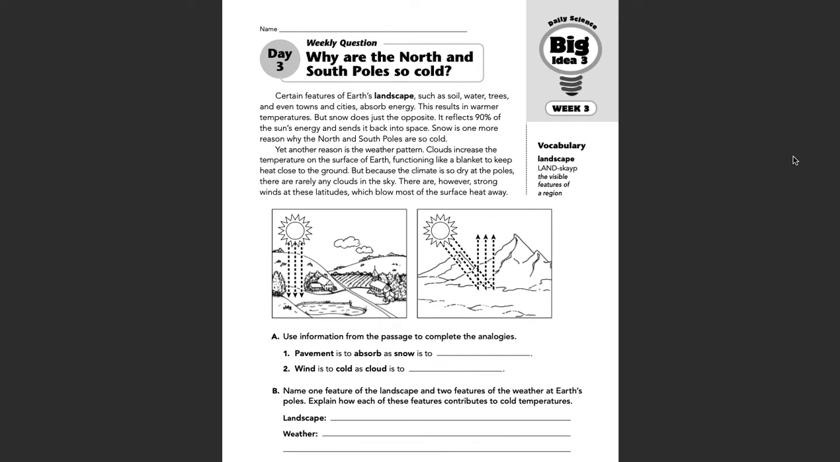Certain features of Earth's landscape, such as soil, water, trees, and even towns and cities, absorb energy. This results in warmer temperatures. But snow does just the opposite. It reflects 90% of the sun's energy and sends it back into space. Snow is one more reason why the North and South Poles are so cold.